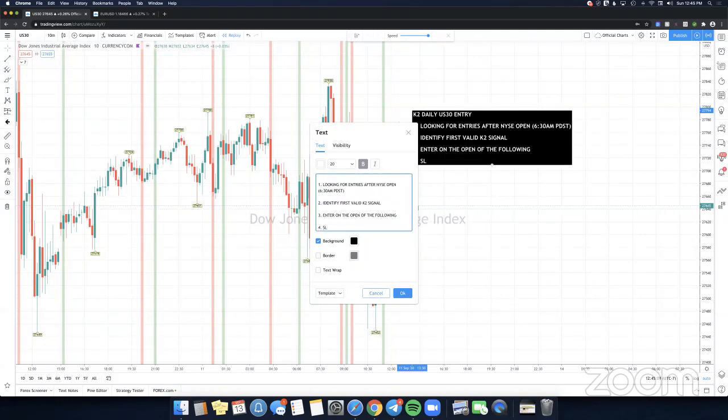Stop loss and TP is going to be 1,500 pips, 1-to-1 risk reward ratio.